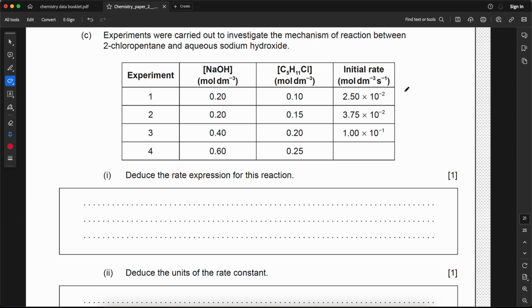Experiments were carried out to investigate the mechanism of the reaction between 2-chloropentane and aqueous sodium hydroxide. Deduce the rate expression for this reaction. For this one, to get the order of reaction of C5H11Cl, this is 1.5 and this one also 1.5. Therefore, the order of C5H11Cl is 1. And what about NaOH?